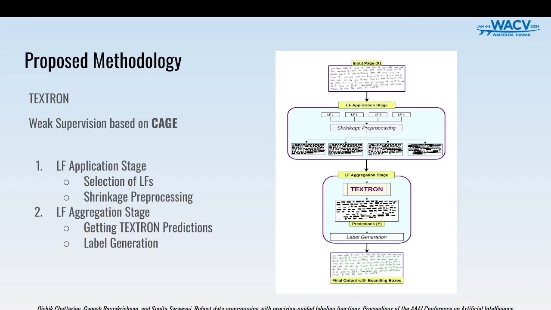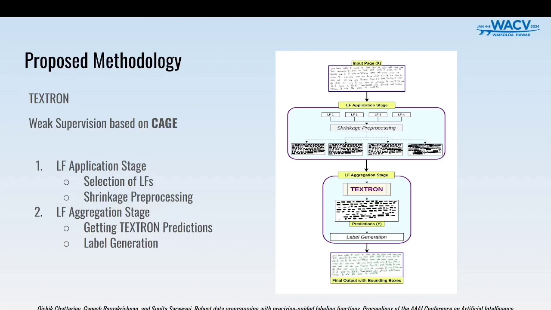Before applying the LFs, the pages also undergo a shrinkage pre-processing step, about which we will be talking further. After the application stage is over, we next go on to the aggregation stage, where the first thing which comes into the picture is Textron. That is, the Textron model helps to aggregate these countless binary maps into a single binary map to get our binary prediction. These predictions are highlighted in Y as seen in the figure.